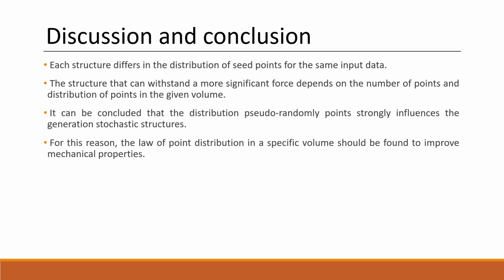Stochastic structures with semi-controlled nodes were generated in the software Rhino 7 Grasshopper using the Voronoi tessellation method, which divides a given volume into Voronoi cells. The structure was tested in ANSYS software to obtain von Mises stresses and required forces. The results differ for the same seed number in the same volume, but for different seed positions. It can be concluded that the distribution of pseudo-random points strongly influences the generation of stochastic structures. For this reason, the law of point distribution in a specific volume should be found to improve mechanical properties.